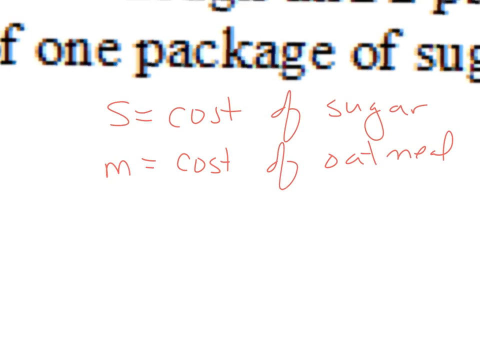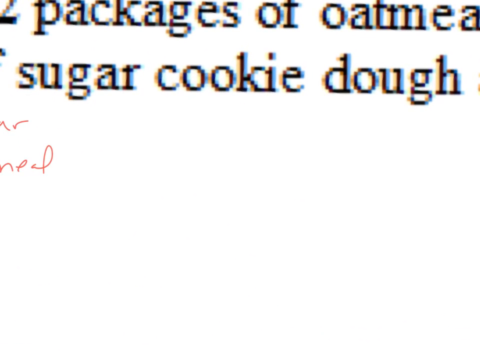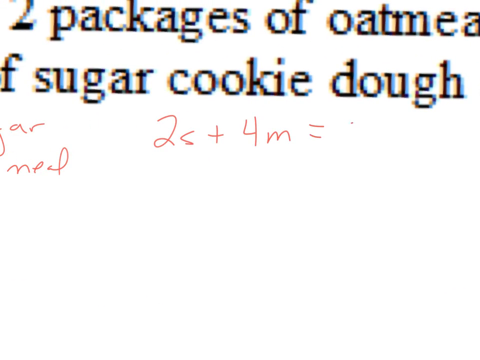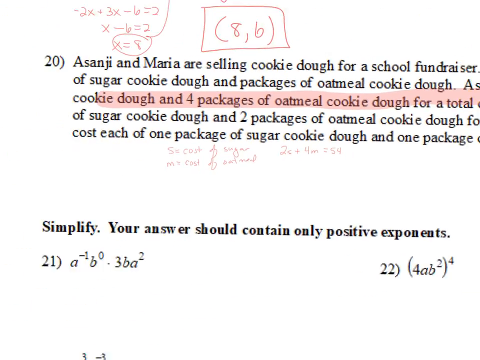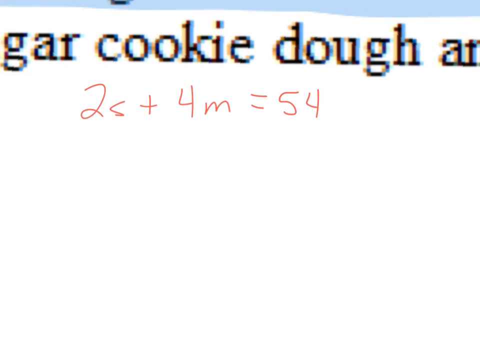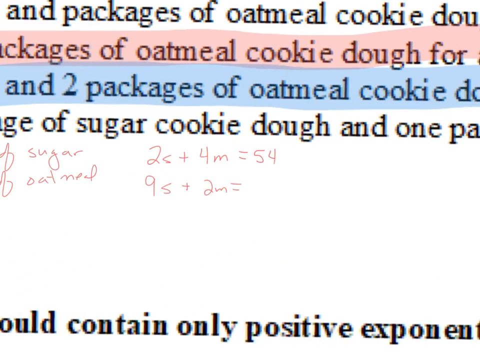And so then we said we had 2 sugar, right? So 2 sugars, 4 oatmeals, and that total was $54. All right, so now I need to look at my second equation here. 9 sugar, 2 oatmeal, $67. So 9 sugar, 2 oatmeal, and that was a total of $67.